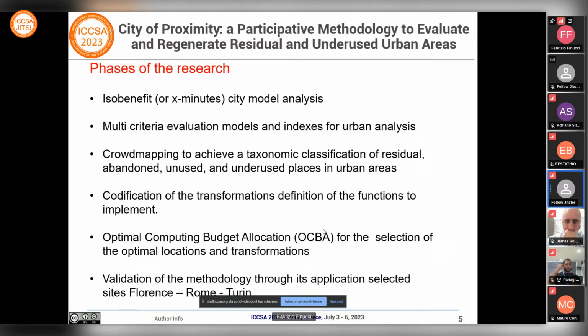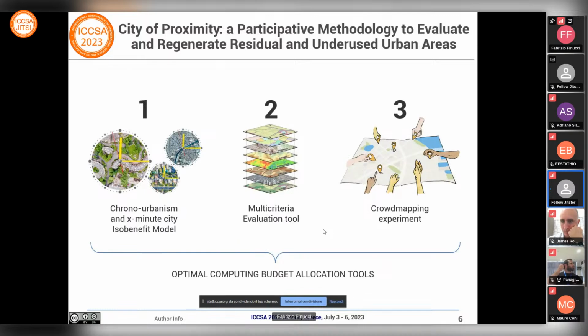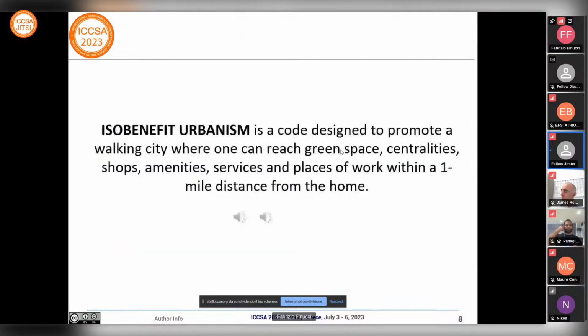In the end, the validation of the methodology will be done through its application to the selected cities, which are Florence, Rome, and Turin. Now, in the next slide, we can see the steps that we are going to analyze in this presentation. And now, for the first step, I virtually leave the floor to Luca Dacci. Even if he can't be here with us because he is in a different time zone, we'll see his recorded presentation, if everything goes well.